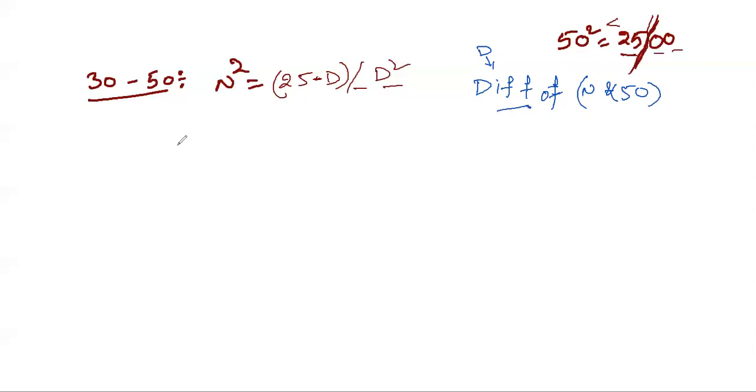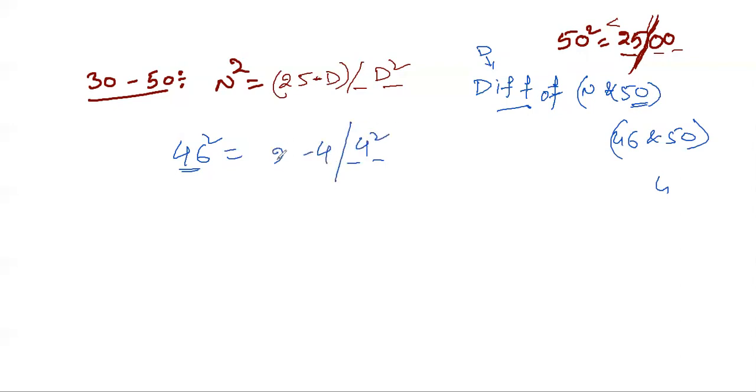See, let's take an example, 46 square. What you will do? 46 and this 50, difference you will take. 46 and 50, difference is how much value? 4. Write that 4 square as last two digits. And the same difference 4 is subtracted from 25. 25 minus 4 is 21. 4 square is 16. We are writing last two digits and initial digits.